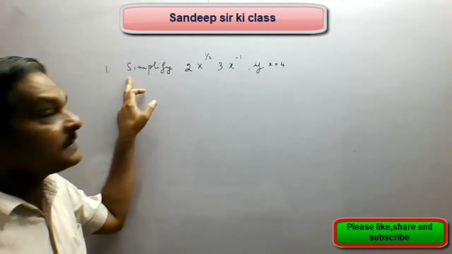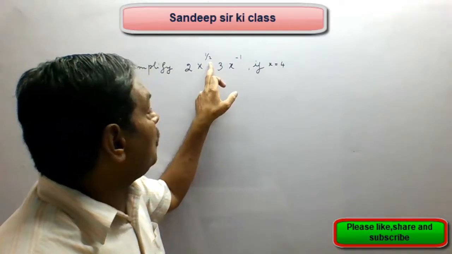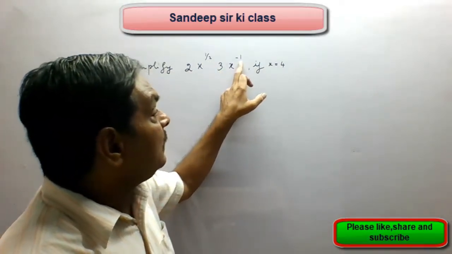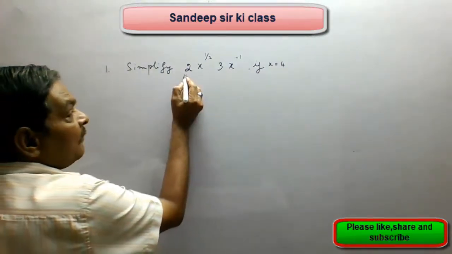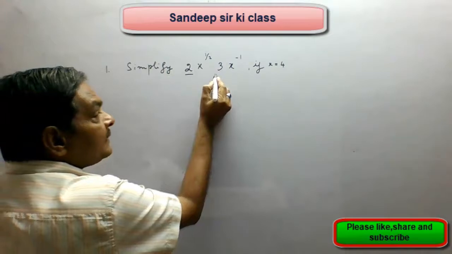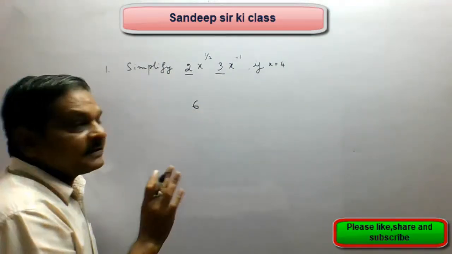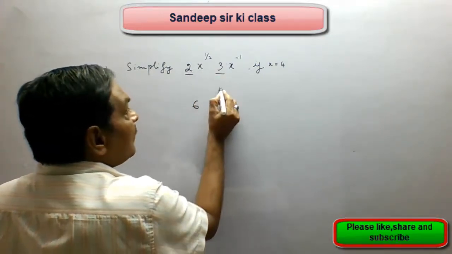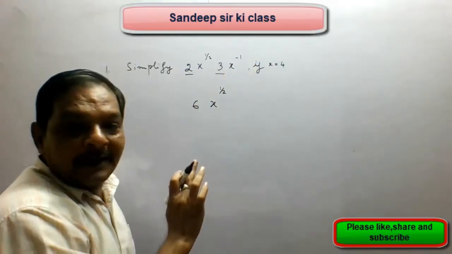Example 1 is simplify 2x to the power 1 upon 2 into 3x to the power minus 1, if x equals 4. First, 2 and 3 will be multiplied. This will give us 6. 2 into 3 is 6.